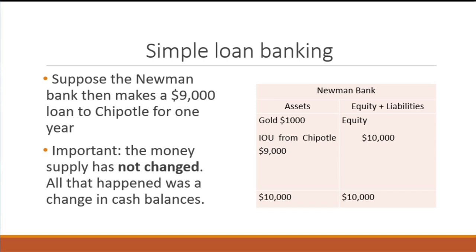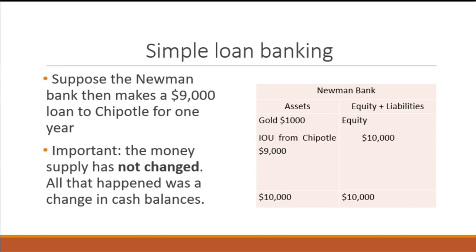So what I have from Chipotle is a contract they've signed saying I owe you $9,000 plus interest, plus an extra premium on that money. We'll talk more about interest later, particularly tomorrow in Dr. Herbner's class. But it's just important to know that interest is the reward for foregoing consumption. It's the premium on present consumption over future consumption.